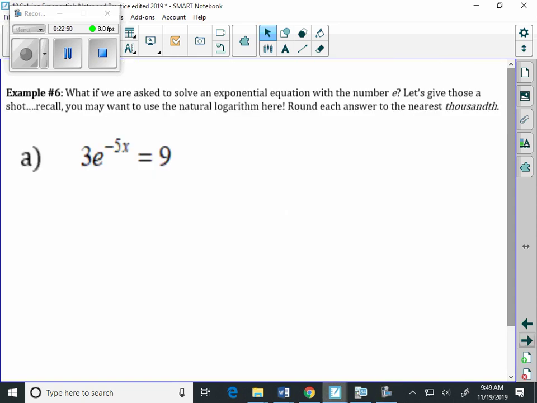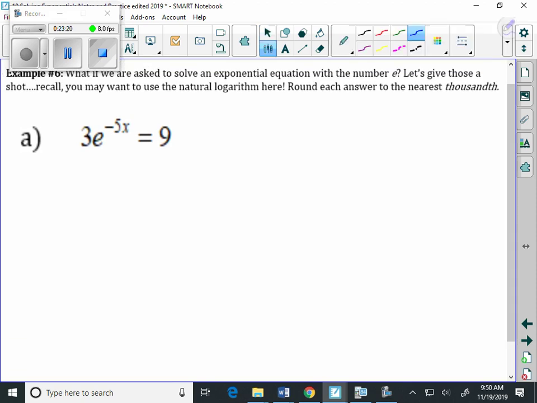What if we were asked to solve an exponential equation with the number e in it? Well, let's give those a shot. Recall that you want to use the natural logarithm here and round each answer to the nearest thousand. Well, the natural logarithm, just a reminder, is ln. So before we even get to that point, though, we need to isolate. And when we do, we'll start by dividing both sides of the equation by 3. When we do, we get e to the negative 5x equals 3, 9 divided by 3.